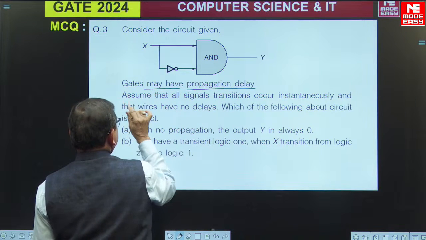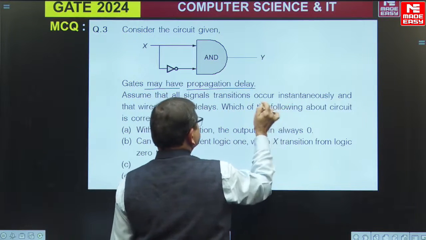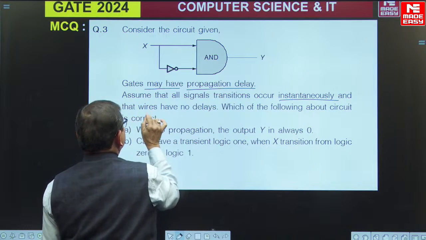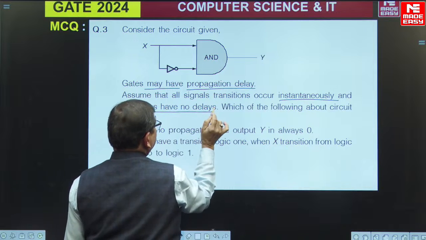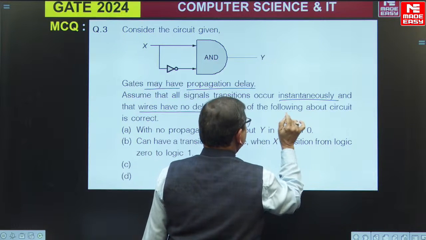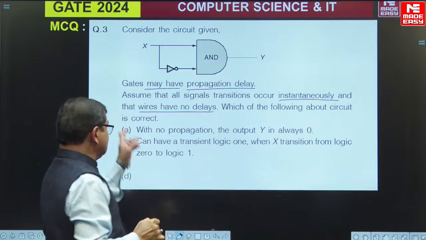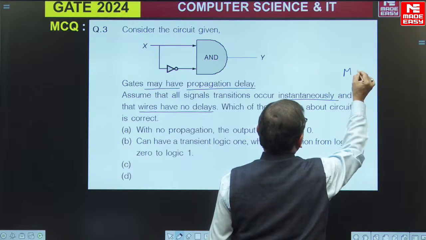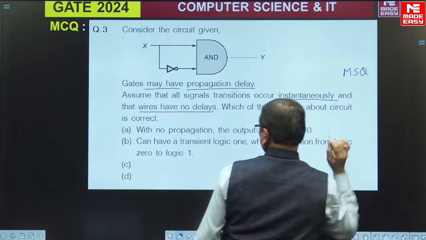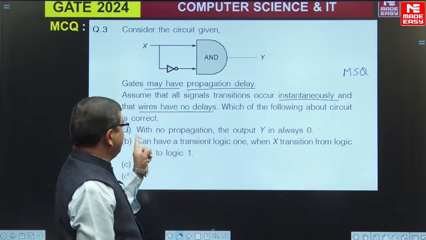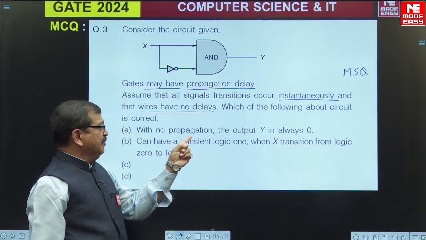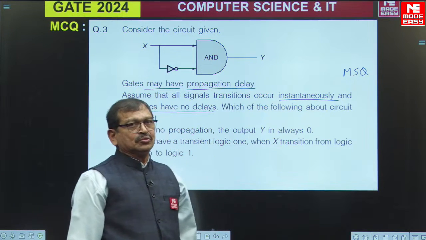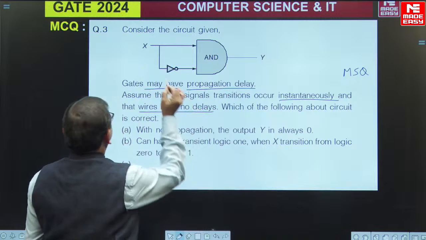Assuming that all the signal transitions occur instantaneously and that wires have no delay, which of the following about the circuit is correct? Of course, all are memory based questions. Probably this is also an MSQ question. Option A says, with no propagation delay, the output Y is always 0. Definitely it is true.